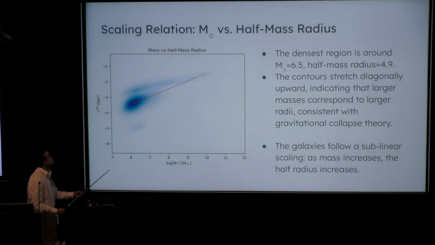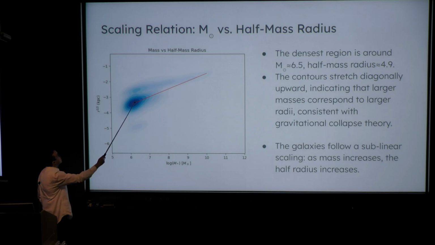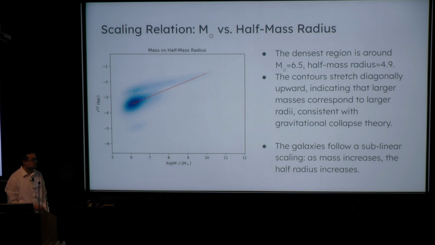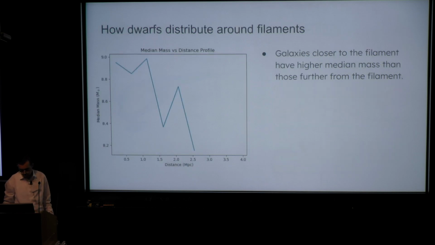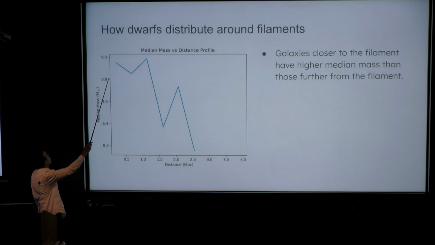And once we also take a look at mass versus half mass radius, we also see this relationship, but there are two groups that form, the one over here and the one above. We also see this down here, but this is just an artifact of the simulation. And they follow a sublinear scaling relationship. Now, when we take a look at distance versus median mass, we notice that our larger galaxies are closer to the filament, which is to be expected.